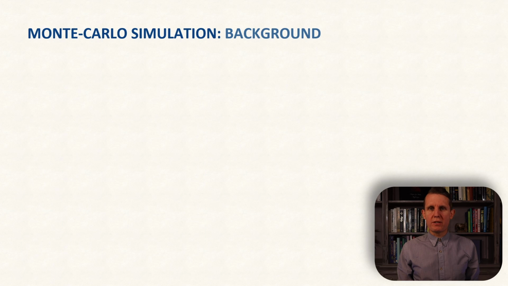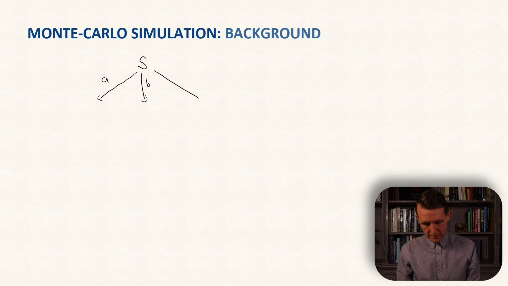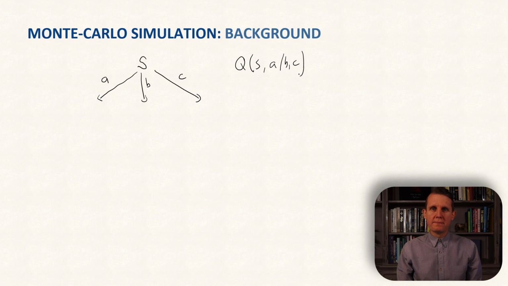Before we get onto Monte Carlo Tree Search, let's first look at the background of Monte Carlo simulation more generally, because Monte Carlo Tree Search is just an instance of Monte Carlo simulation. In Monte Carlo simulation, we're at a state S, and we have to choose between a series of potential actions. At this state, what we want to learn is the Q value, Q(S, A), for each of these actions A, B, and C.